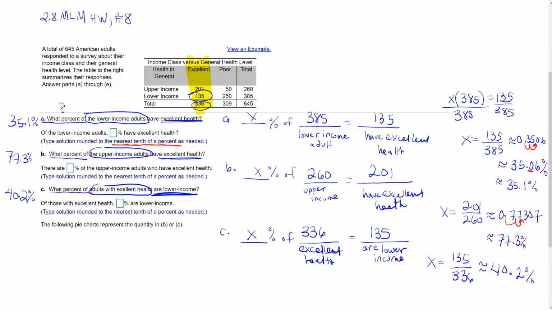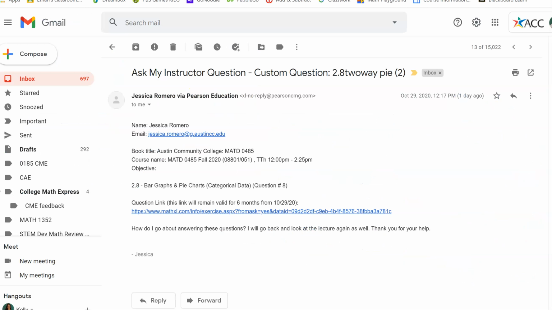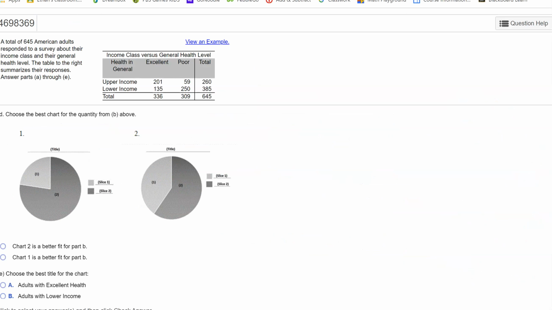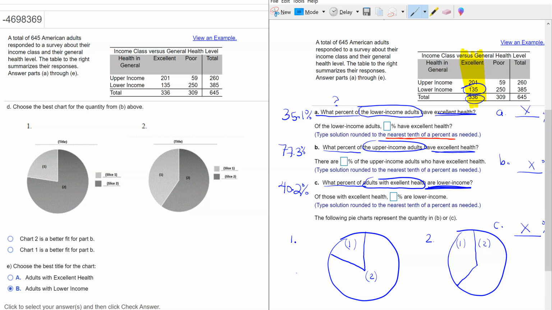Now what my math lab is asking us to do is connect our previous answers to a pie chart. So part D is asking us to choose the best pie chart for the quantity from part B. In part B, we got that 77.3% of the upper income adults had excellent health.